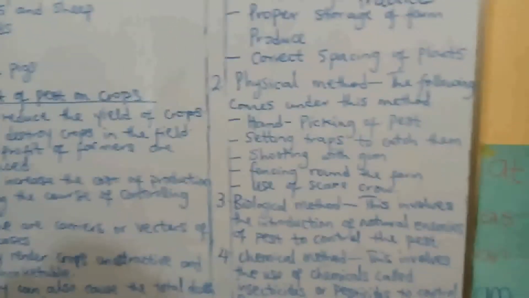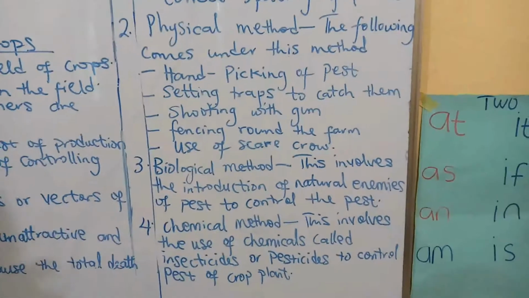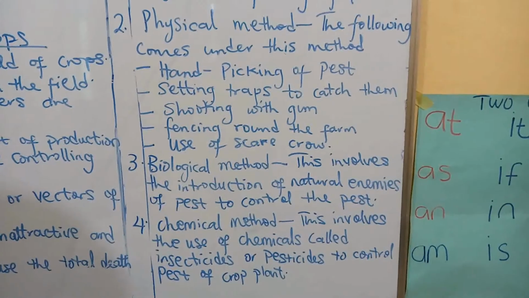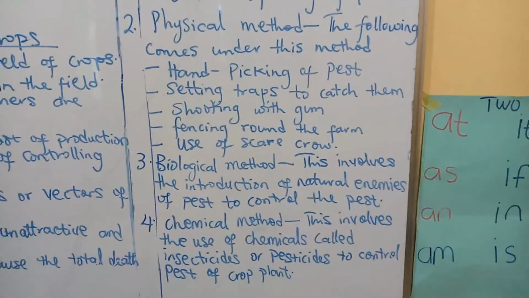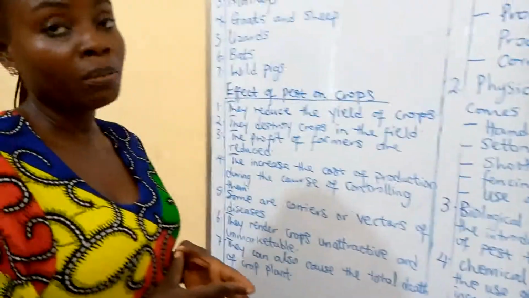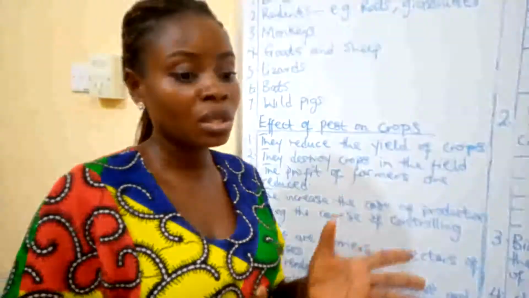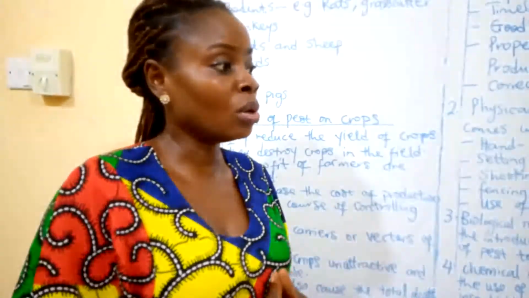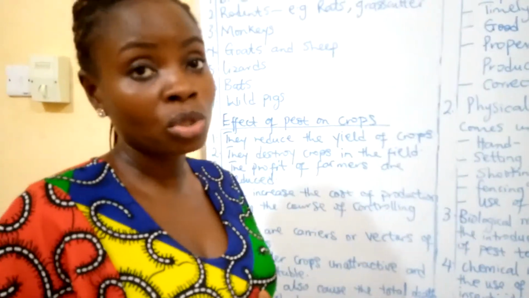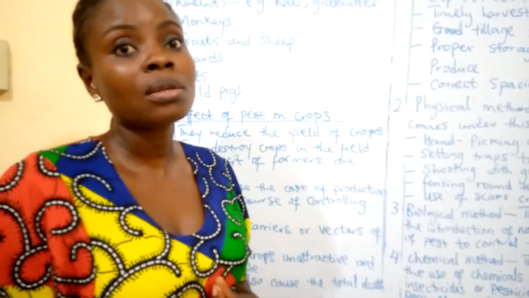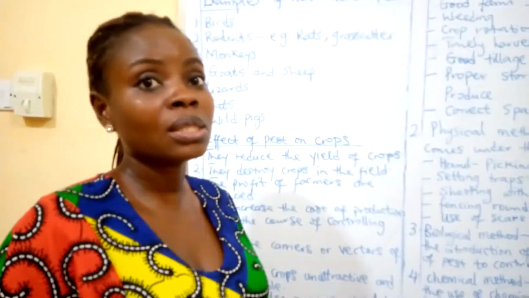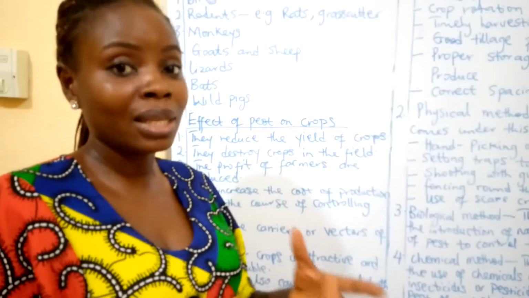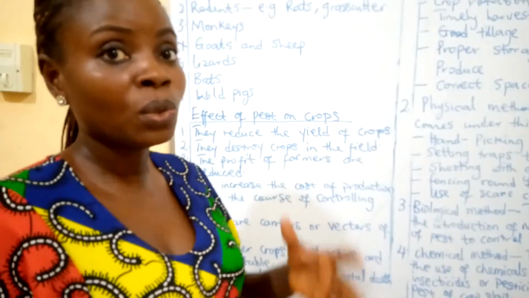Number 3, we have the biological method. This is very good. It involves the introduction of natural enemies of pests to control the pest. Take for instance, I have rats in my storage house where I've stored my grains and my yams. And this rat, or say a rabbit, is always coming there to destroy my crops. I can introduce a cat. That's a natural enemy. By the time they hear the sound of the cat, they will run away because they know that when the cat gets them, it's going to feed on them. So that's a biological method of controlling pests.